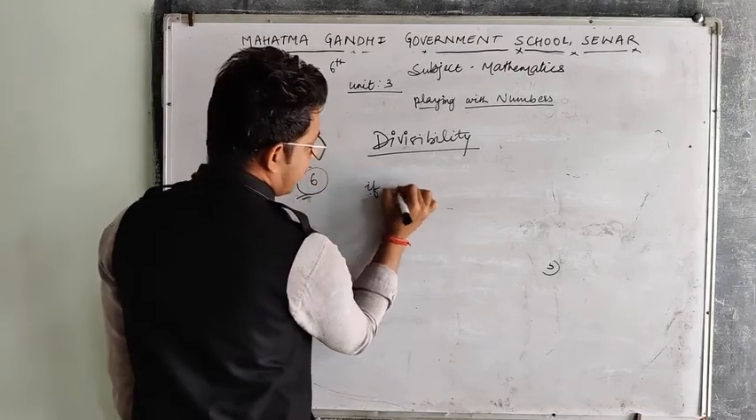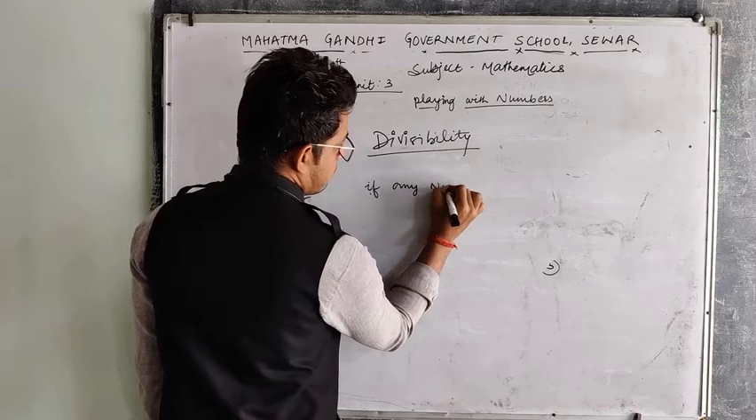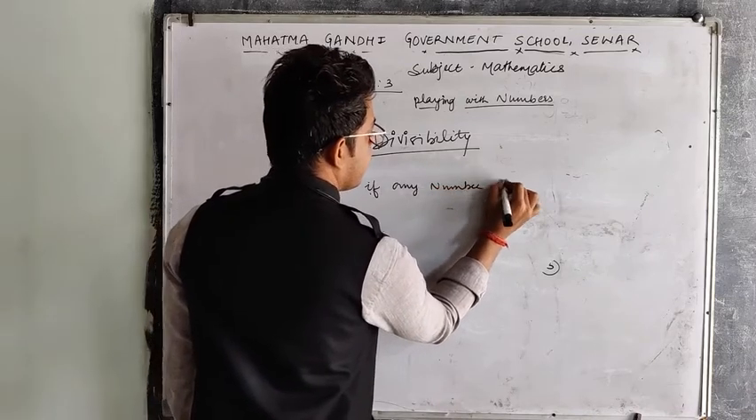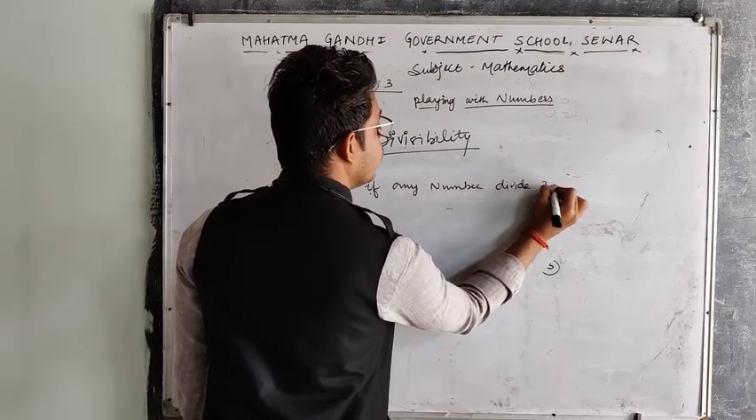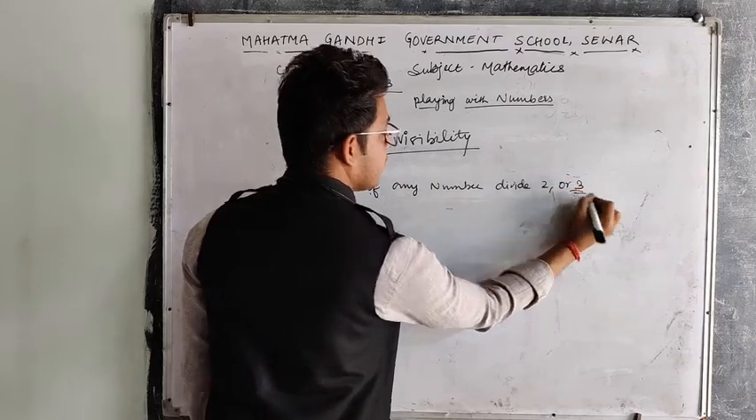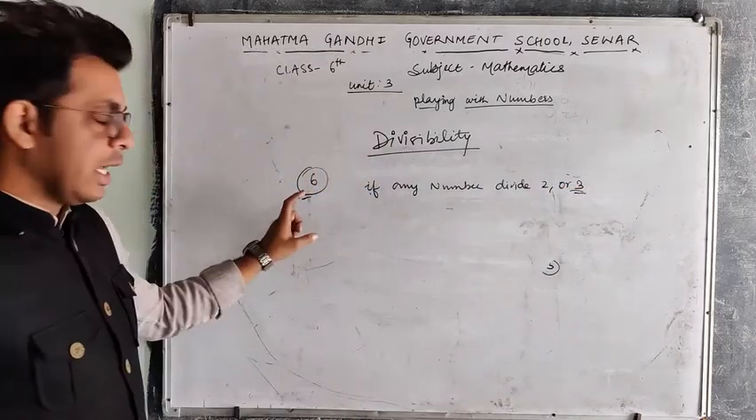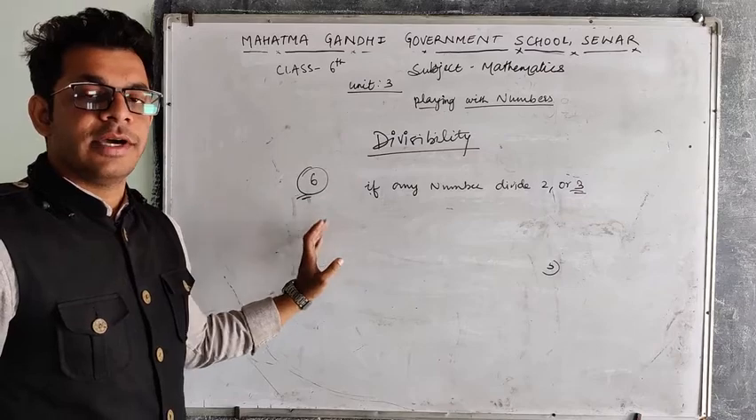If any number is divisible by 2 and 3, then the number will be divisible by 6.